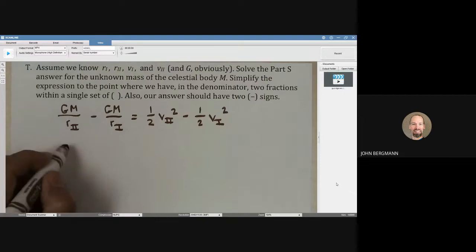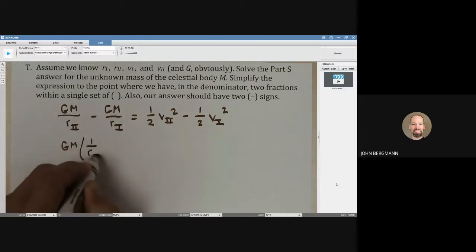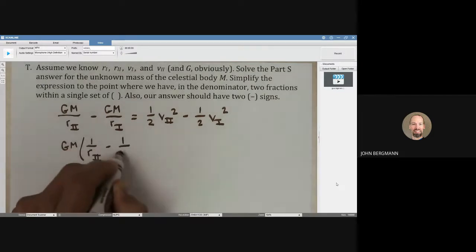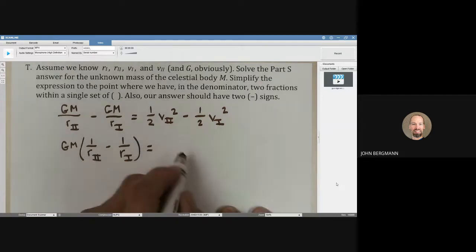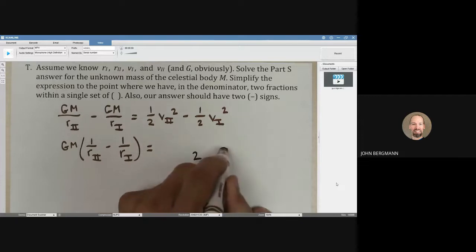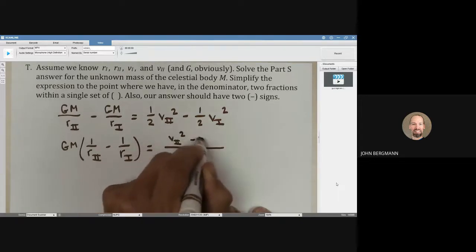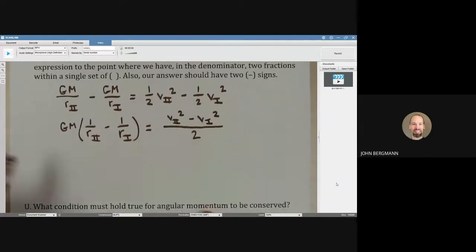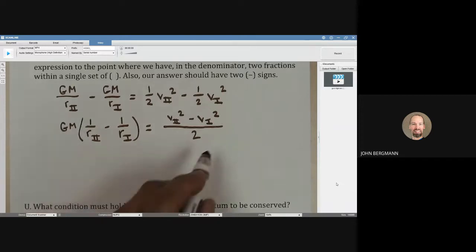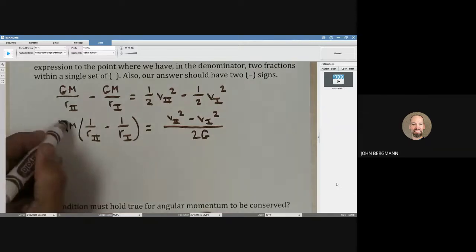Let me factor out a GM here first. GM on the left times the quantity 1 over r2 minus 1 over r1. And on this side, let's put the 2 in the denominator, and in the numerator, let's put v2 squared minus v1 squared. To solve this for m, then I can put the G in the denominator under here. So let me just go ahead and do that. Put the G there. That goes away.